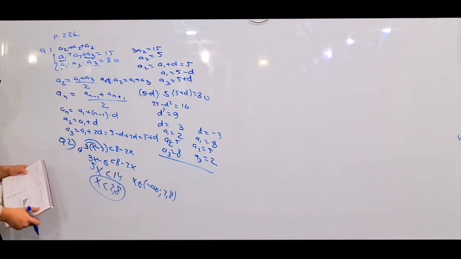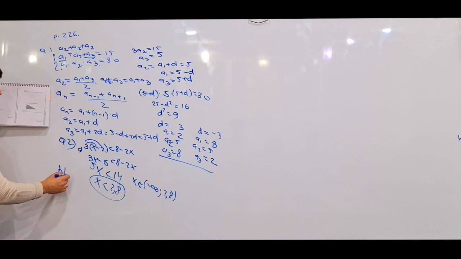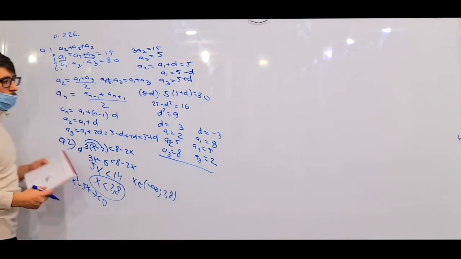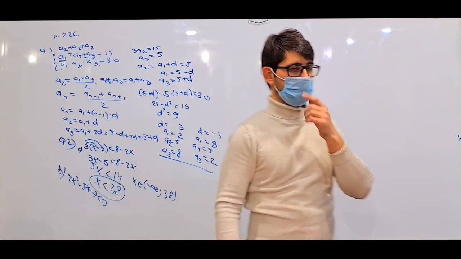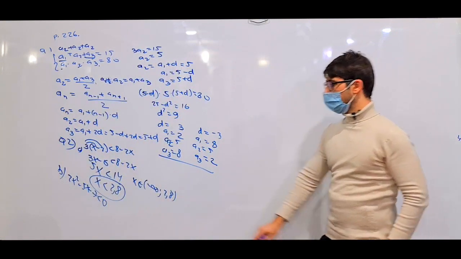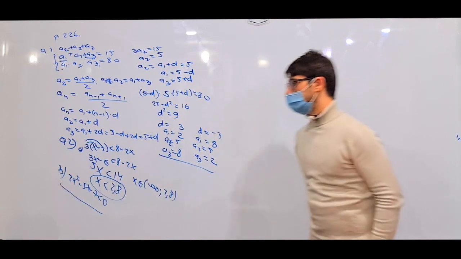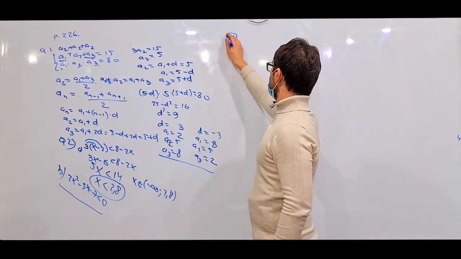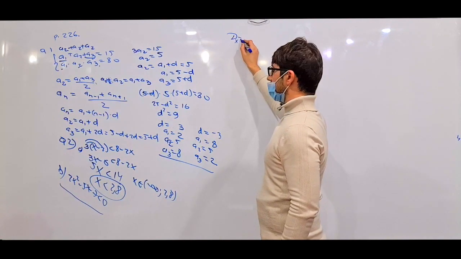Did you get it? B part. 2x squared minus 5x minus 7 is less than 0. So what is your approach to solve this quadratic inequality? First of all, you have to factorize it. Let's use the discriminant method to factorize it.